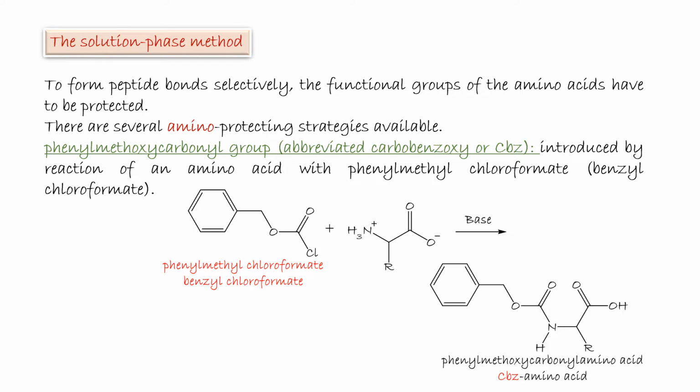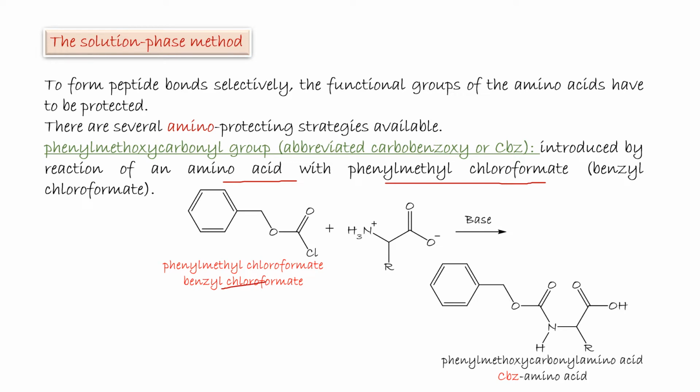Solution phase method. To form a peptide bond selectively, the functional groups of the amino acids, the amino and the carboxyl group, have to be protected. There are several amino protecting strategies available. The first one is using the phenylmethoxycarbonyl group, abbreviated as carbobenzoxy or CBZ, introduced by the reaction of the amino acid with phenylmethyl chloroformate, or what we call benzyl chloroformate.